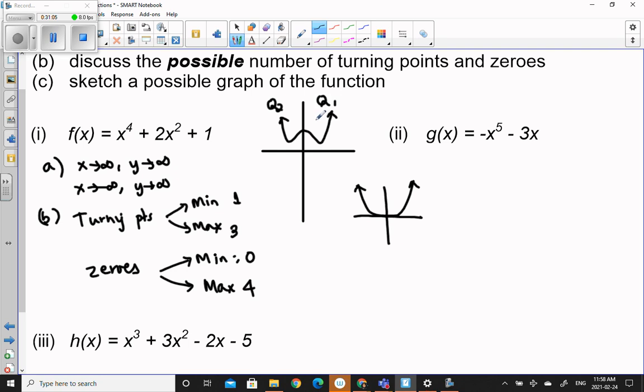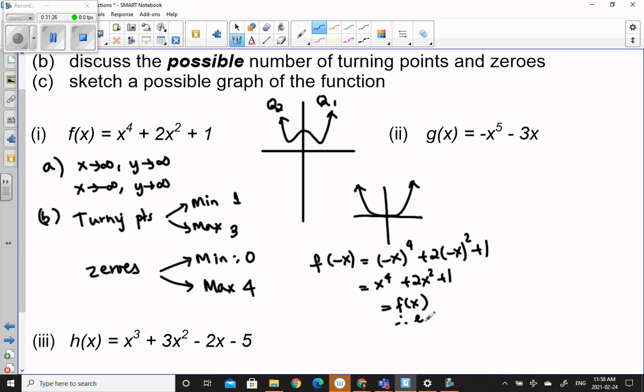And then you can also see that in this case it's an even function. If you did f of minus x, you would get minus x to the power 4 plus 2 times minus x squared plus 1, which is x to the power 4 plus 2x squared plus 1, which is the same as f of x. So therefore this is an even function. Because it's an even function, it's symmetrical about the y-axis. So there's y-axis symmetry for this function. Okay, so a possible graph could be like this, or like this, but just see that it's symmetrical about the y-axis.